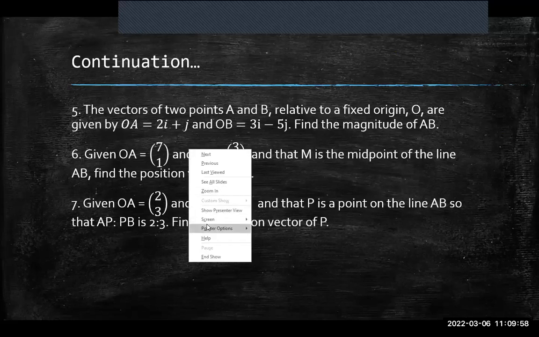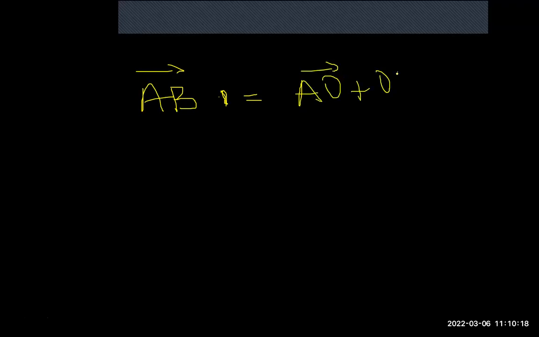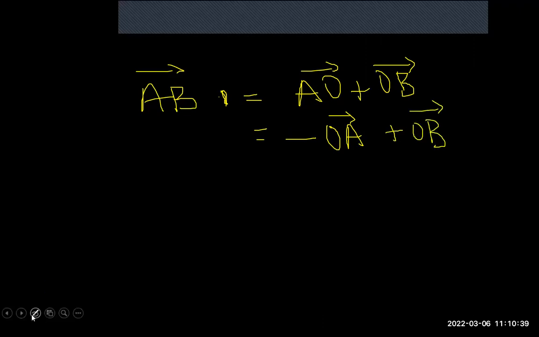So let me actually write that out. They want me to find the magnitude of AB. But the problem is I don't even know what the vector AB is. So I need to find that first. So I know that AB is the same as saying AO plus OB. But they did not give me any information about AO. They told me about the vector OA. So I can say AO is minus OA. The minus sign just means that these two are in opposite directions. Plus OB. From here, I could do what I need to do.